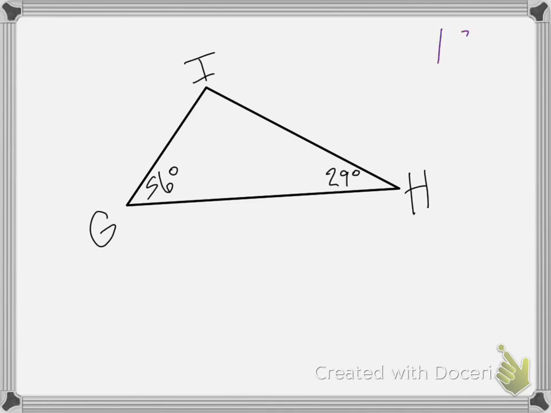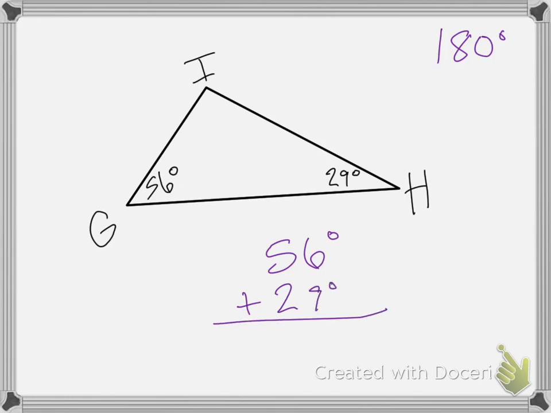So all of the angles added up equals 180 degrees. So first we're going to start off by adding together the 2 angles I have. Okay, 6 plus 9 is 15, carry the 1. 1 plus 5 is 6, plus 2 is 8, 85 degrees.